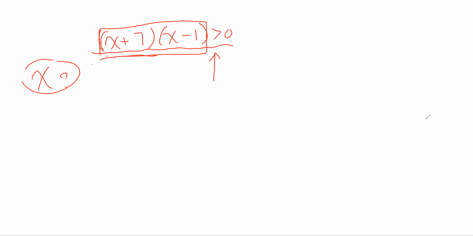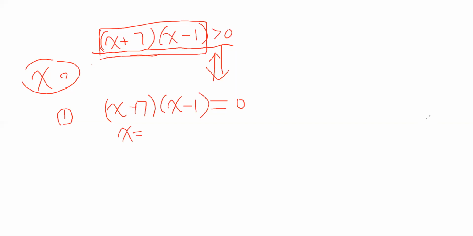So firstly, we need to transfer this one into an equation. First step, change this into an equation, right? This is the first step. Change the inequality back to an equation. If you change it to the equation, you can understand that x is possibly -7 and +1, right?